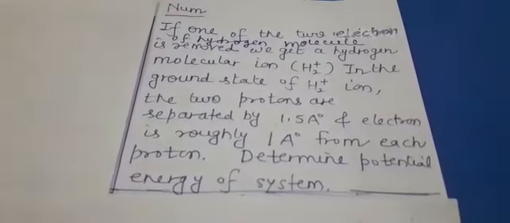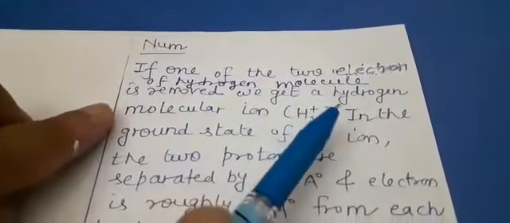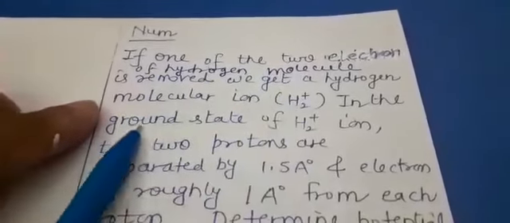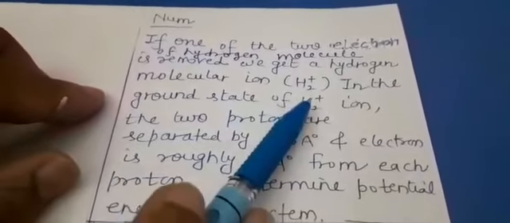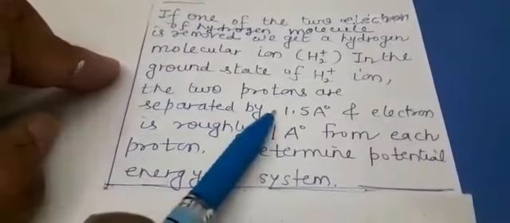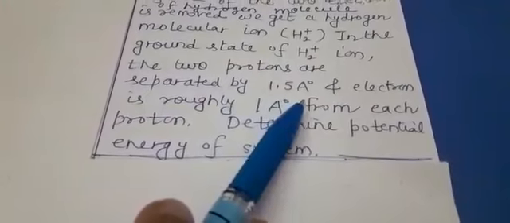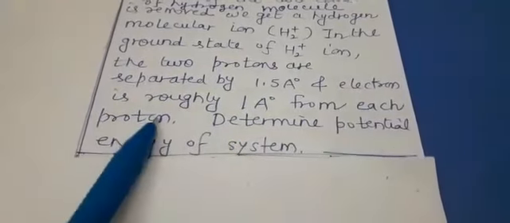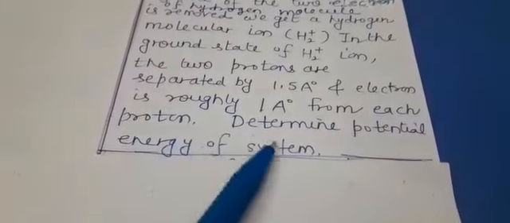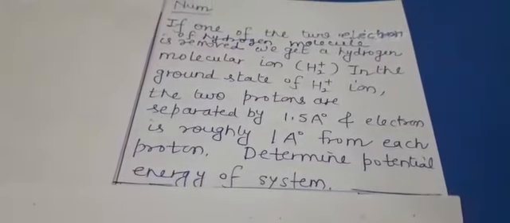As in the statement, it has been given, if one of the two electrons of a hydrogen molecule is removed, we get a hydrogen molecular ion H2 plus. In the ground state of the hydrogen ion, the two protons are separated by a distance of 1.5 angstrom and the electron is roughly 1.1 angstrom from each proton. Determine the potential energy of the system. This is an NCERT question I am taking here.